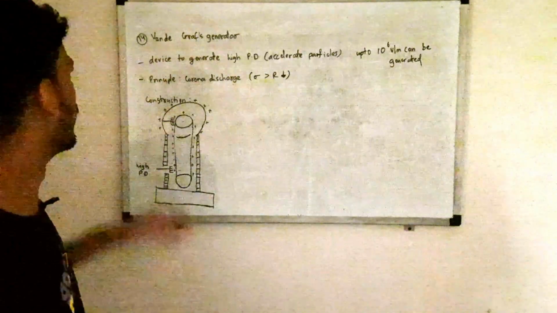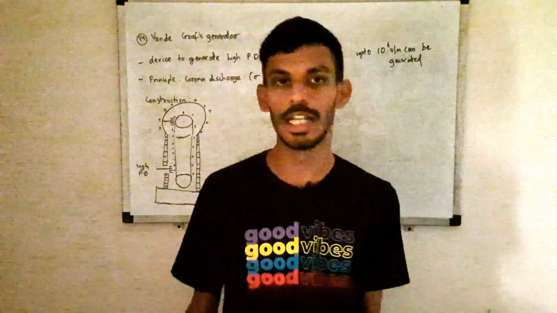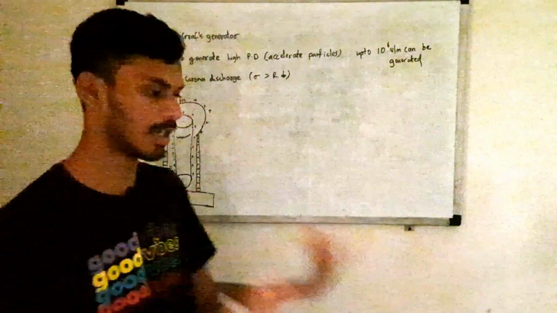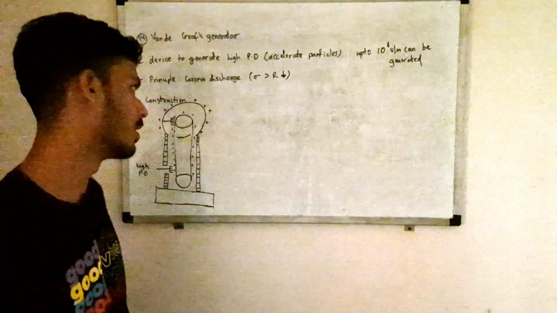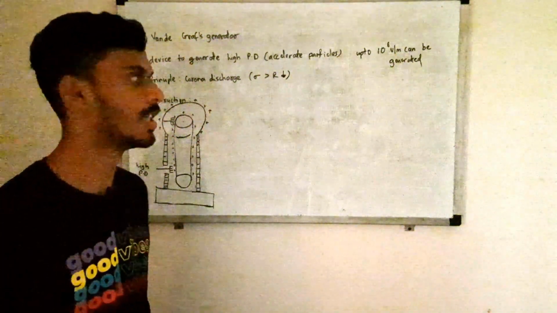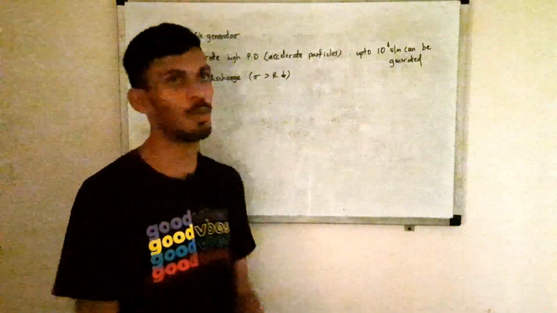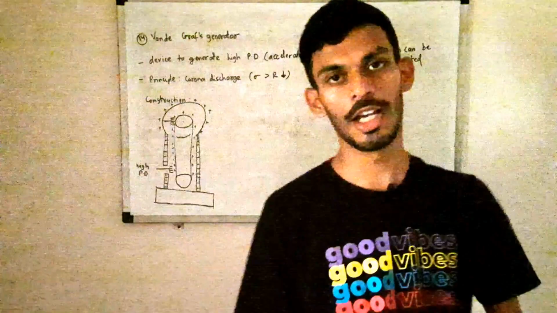Okay, so Van de Graaff generator, it is a device that is used to generate very high potential. You might ask what is the use of high potential. Those potentials are used to accelerate particles. Using this Van de Graaff generator, you can produce a potential up to 10 to the power 6 volts per meter. The principle is very simple. It is based on corona discharge.